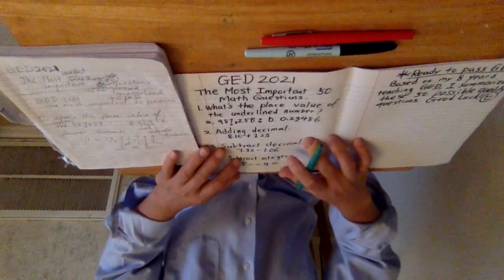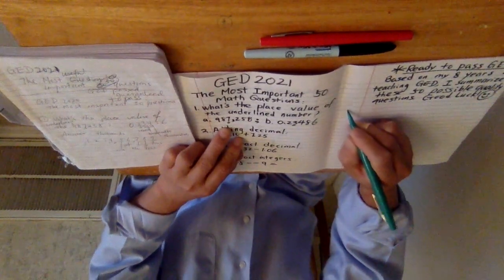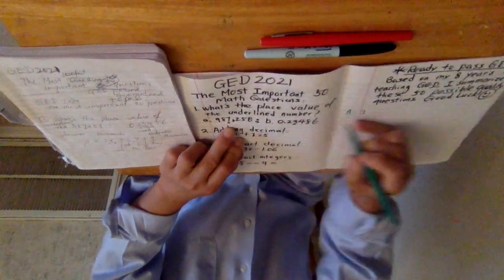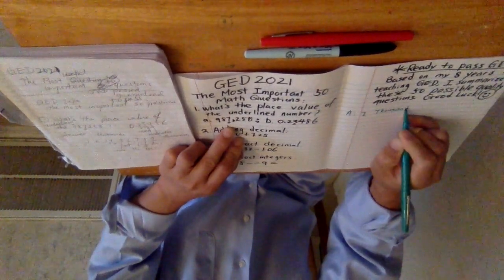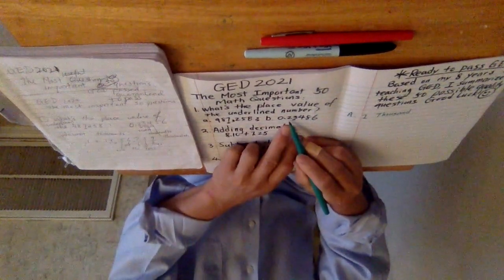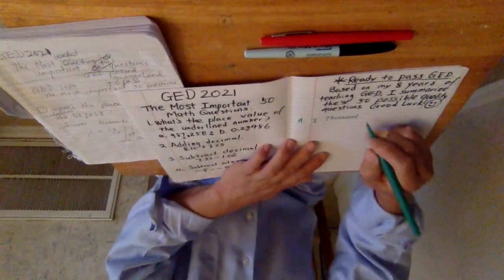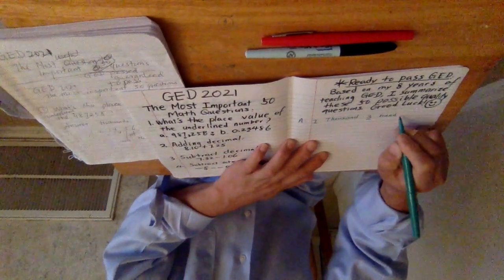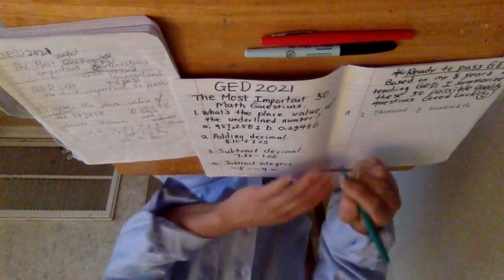Number 1. What's the place value of the underlined numbers? The 7 is on... we have ones, tens, hundreds, thousands, so 7 is the thousands place value. And in 0.2348, tenths, hundredths, so 3 is in the hundredths place value. Number 2, adding decimals.